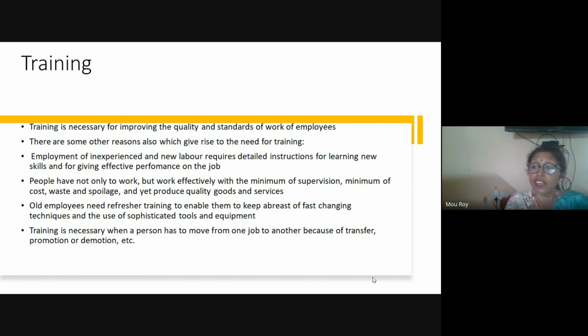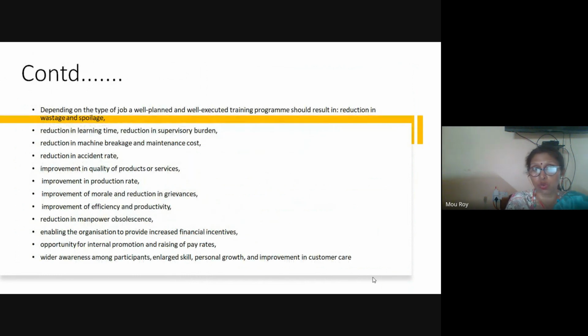And it is very important when a person has to move from one job to another, maybe because of transfer, because of promotion, and so on. So moral values should be there, efficiency should be there, productivity should be there. So that is very important.